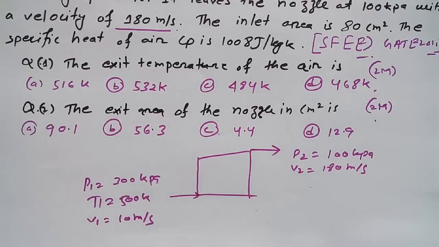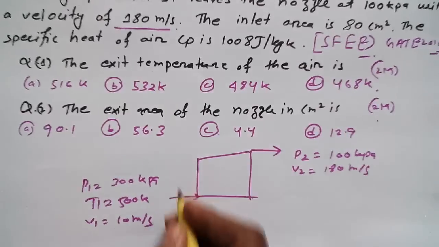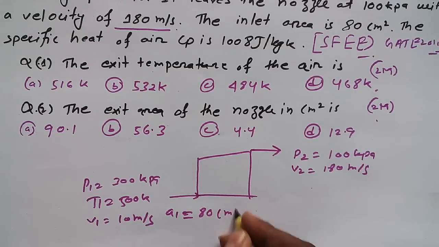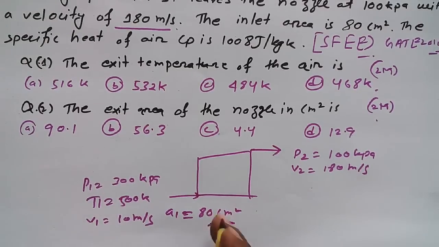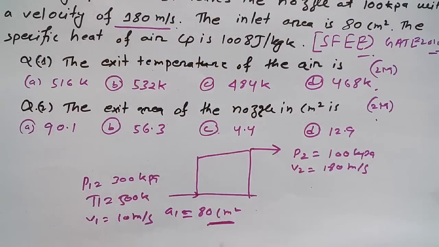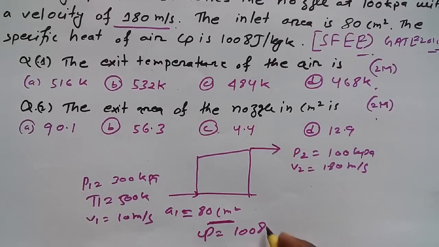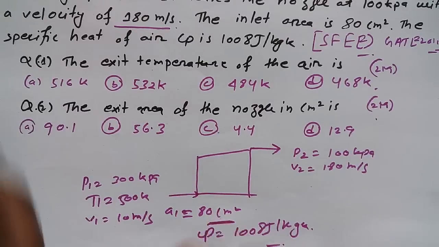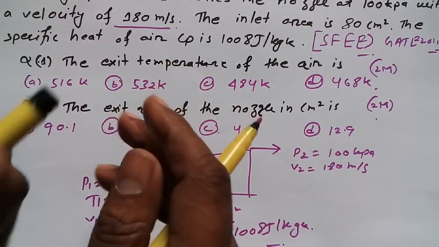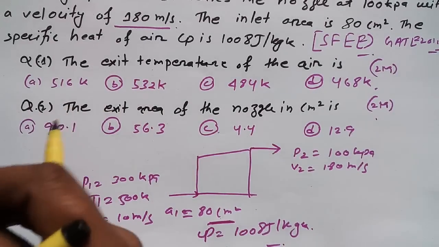Now we have the inlet area, so A1 is equal to 80 centimeter square. We have to take care of this because it is in centimeter. Now the specific heat of air, Cp, is equal to 1008 joule per kg Kelvin. This is also one of the basic things. If you are solving thermodynamics questions, you must know the specific heat of air at constant pressure, as well as the specific heat of water.